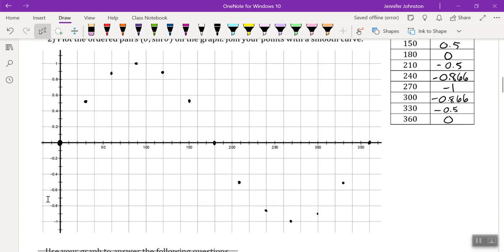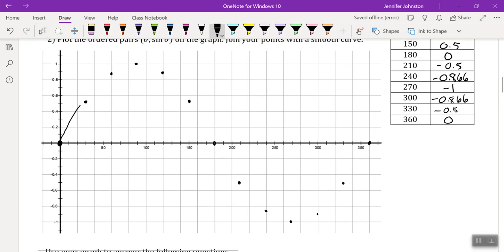All right, keep on going, and let's see that curve. It should look a little bit like this, and then we're going to make a nice curve, trying to hit all the points. And it shouldn't look like a V.